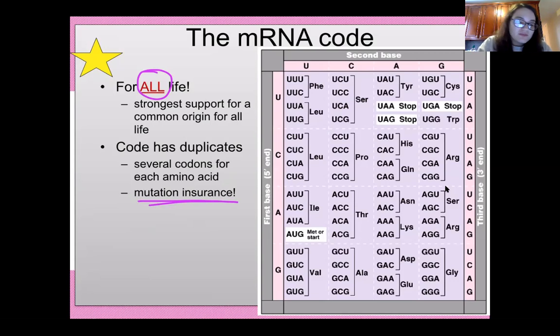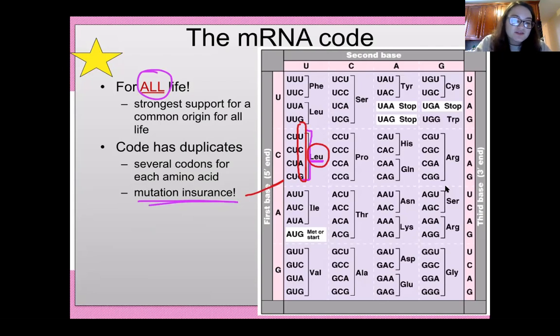So for example, you can see here that these 4 sequences all code for the same amino acid called leucine. So the first 2 letters are the same for all of them, C, U. But this mutation insurance comes in the fact that although we have a different last letter for each of these, they all code for leucine. So if while your transcription and translation are happening, a mutation happens where a U is accidentally coded instead of a C, no worries, it's still going to result in leucine.